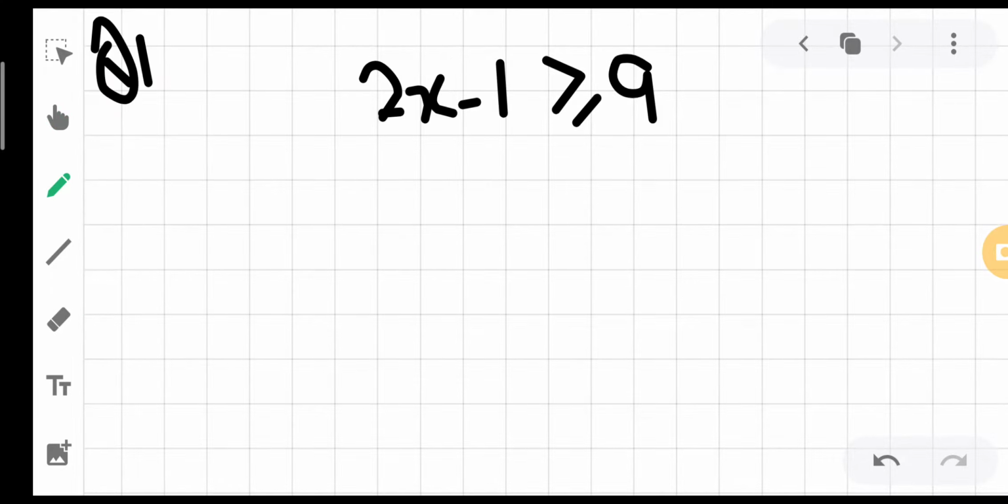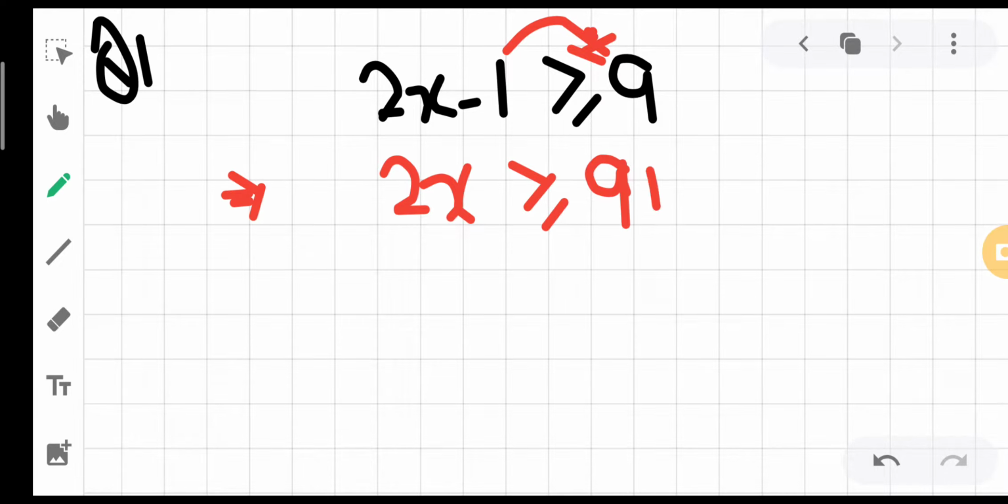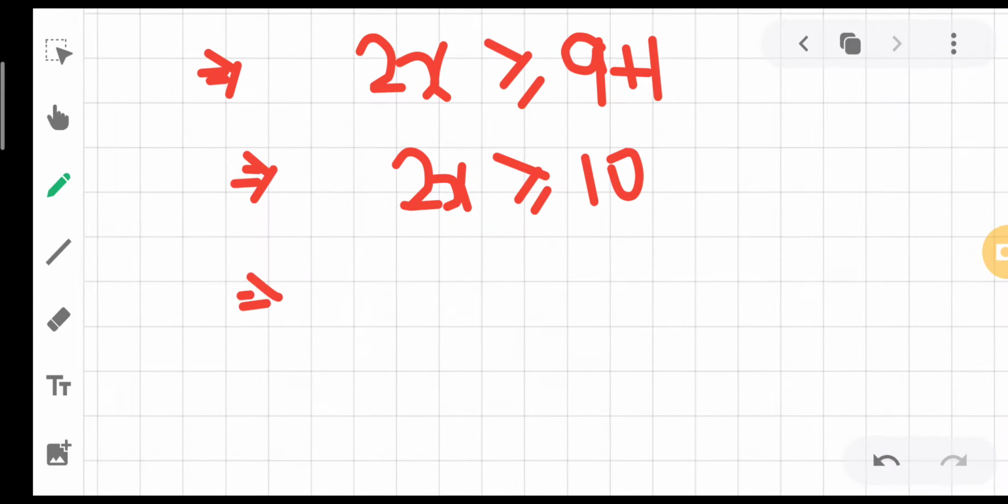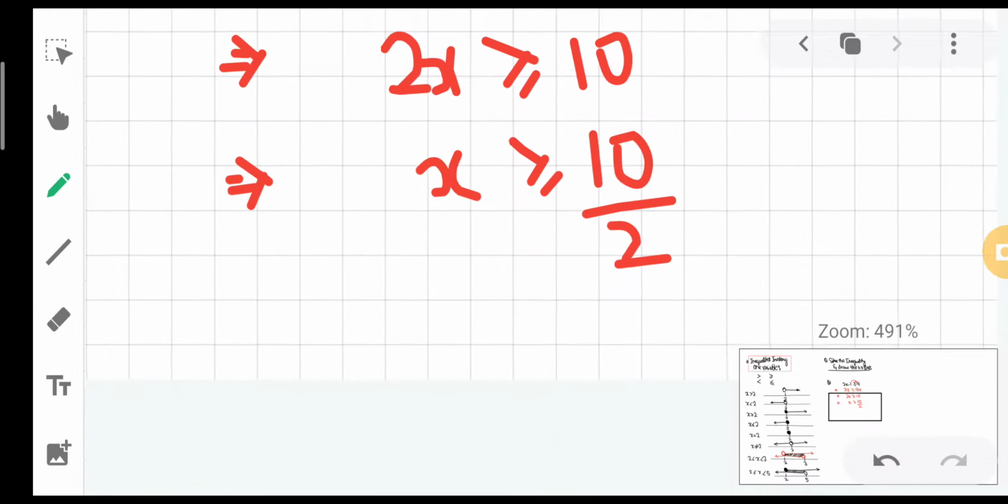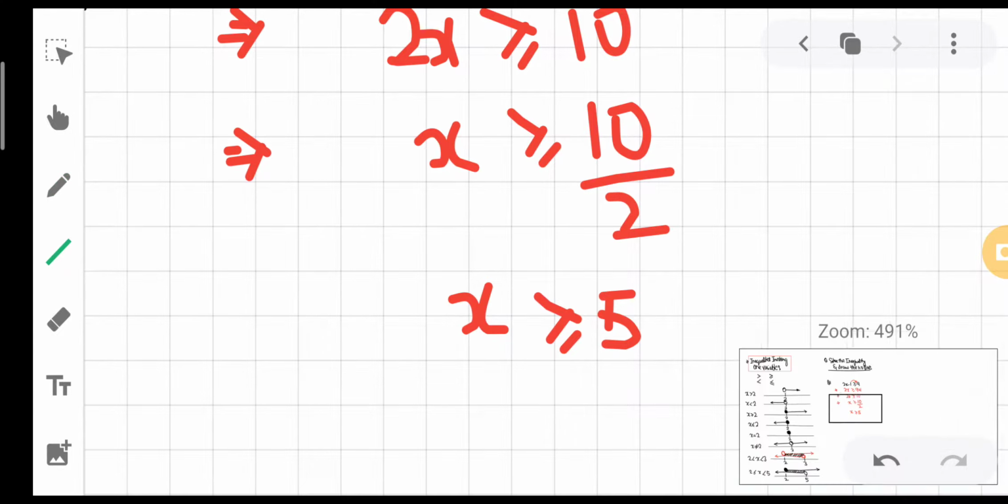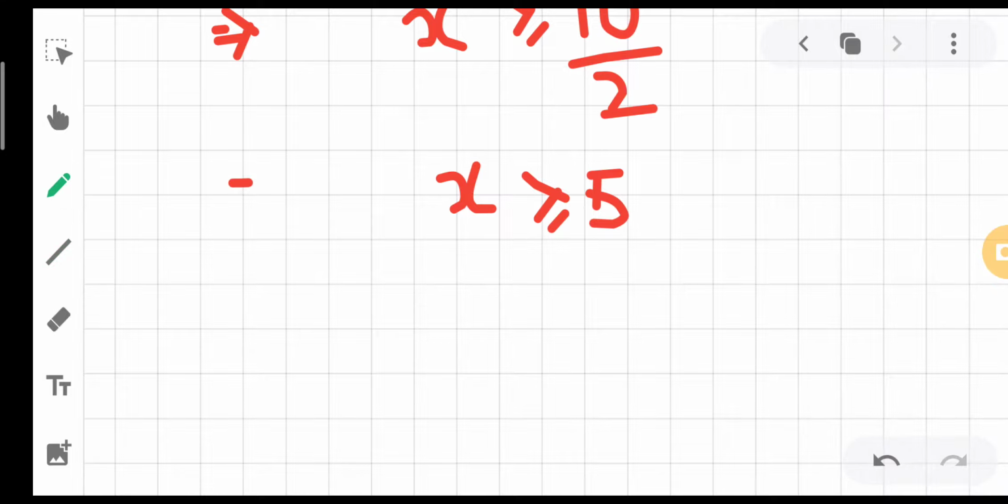So for solving the following situation हम करेंगे क्या? 2x negative 1 shifts right there becomes positive 1. That becomes 9 plus 1, and 9 plus 1 comes out to be 10. This is 2x. Finally 2x becomes x, 2 shifts in division, 10 by 2, that comes out to be 5. It simply shows that the value of x is greater than equals to 5. Greater than equals to 5 means आपके पास this is your final answer.